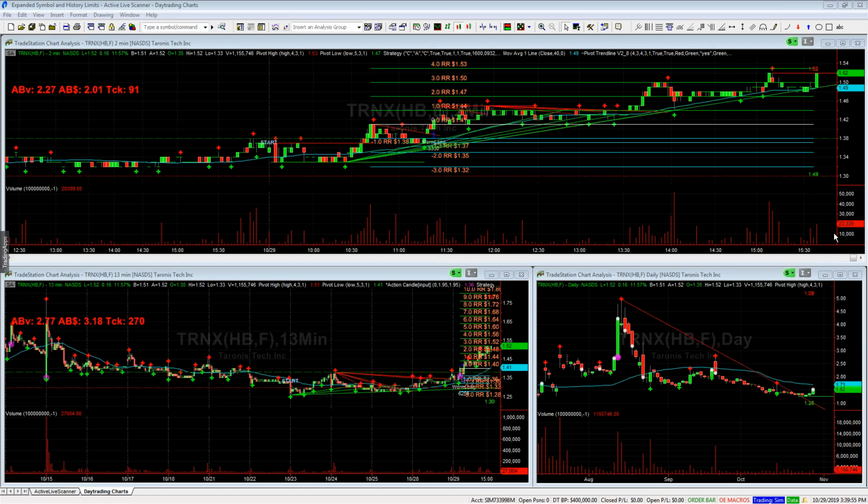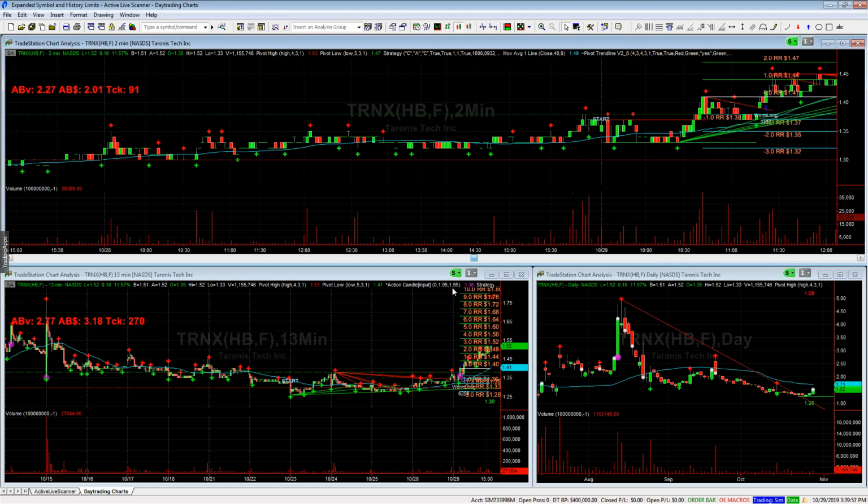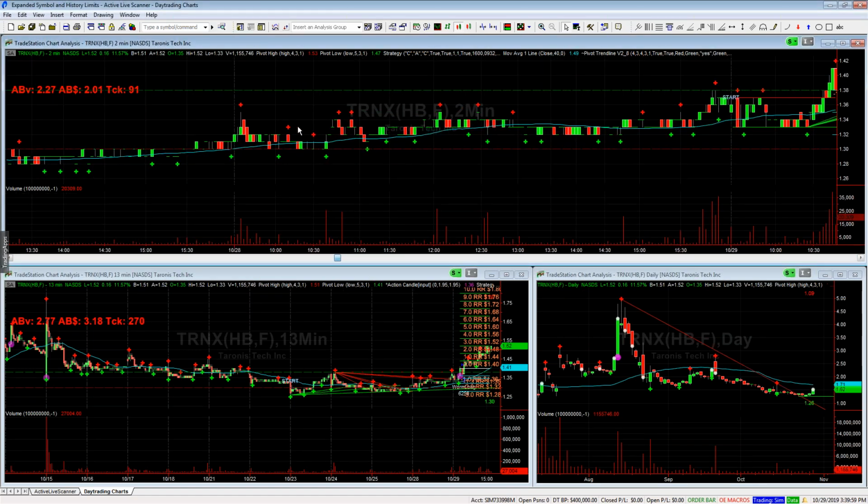TRNX on the 2-minute, that's how it looked. I love it. Nice, boring trading, getting some action. On the 13, maybe a little bit of resistance to fight with, so I'd give it a 6.5. Daily was free of resistance, so I like that. You could argue that it's breaking the downward trend line, so it's borderline 7.